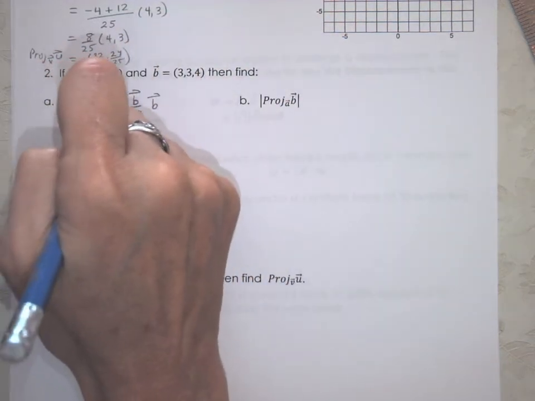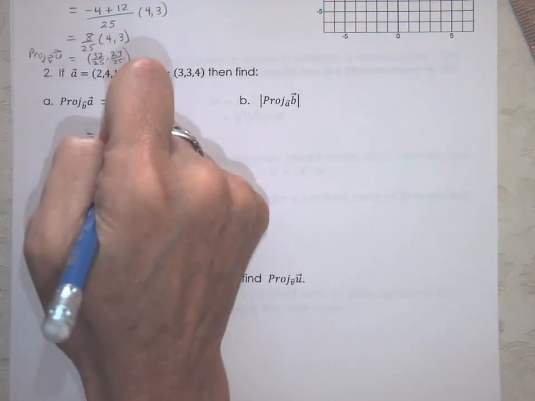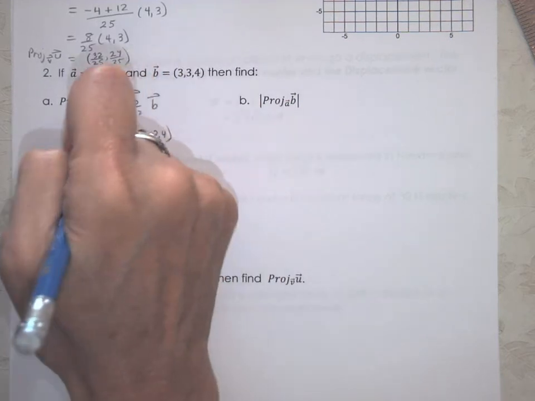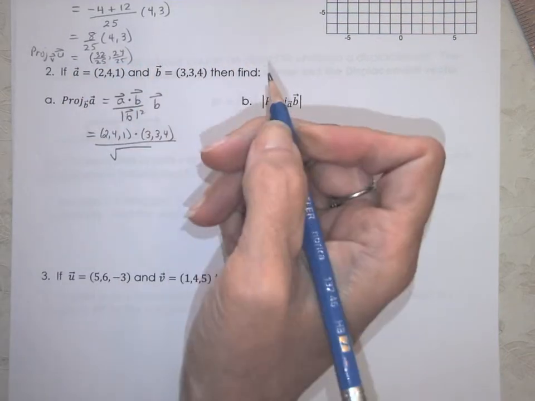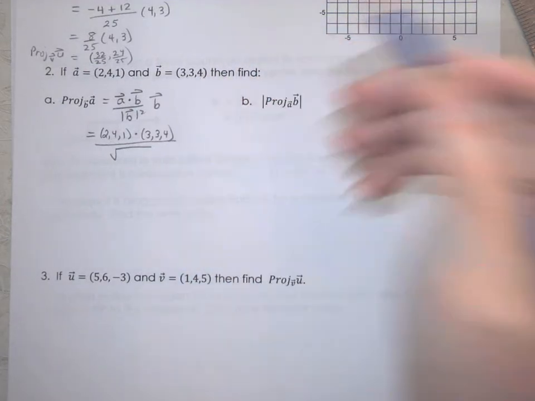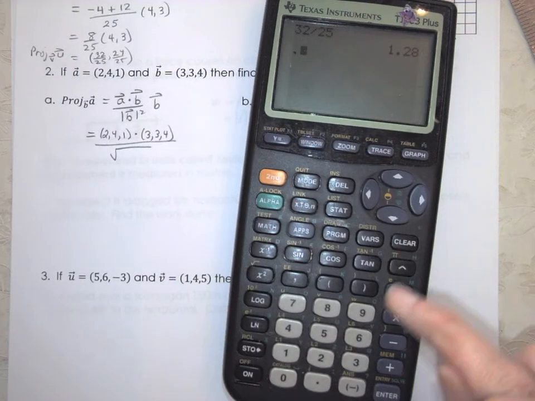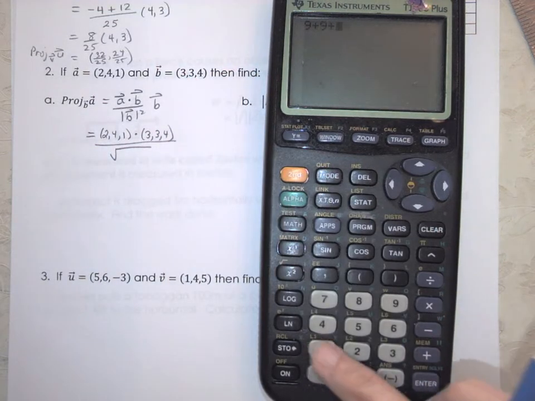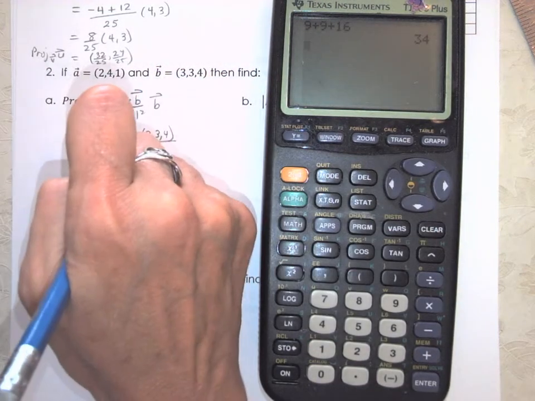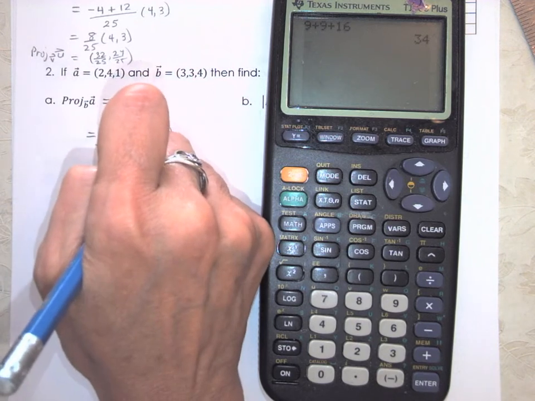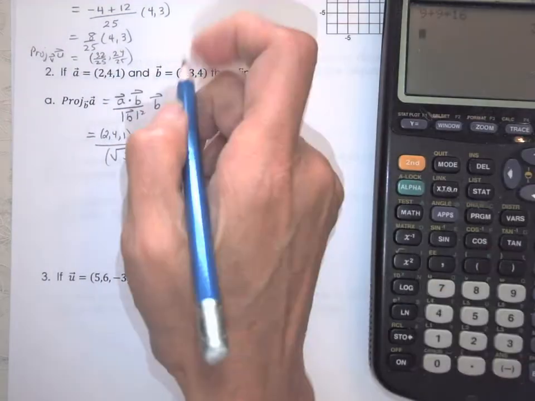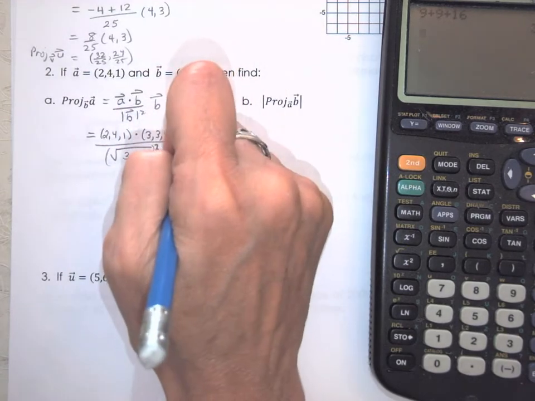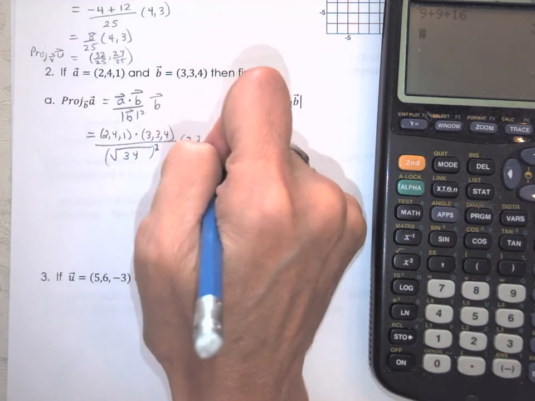So A is 2, 4, 1, dotted with B, which is 3, 3, 4, over the magnitude of vector B squared. So I'm going to get my calculator to do this magnitude calculation. So it's going to be 9 plus 9 plus 16, square root of 34, but we're squaring that. That's what often gets forgotten. And then we're multiplying that, whatever this number turns out to be, by vector B, because we want the vector projection.